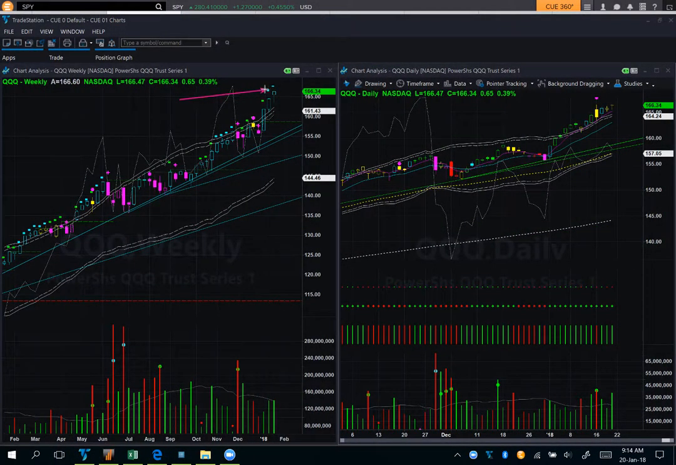QQQ in weekly chart, it went up, made new all-time high, has bullish shape and bullish color candle, overbought. In the daily chart, there was a bearish headwind signal on Tuesday, the first trading day of the week. After that, it recovered and closed very near the week's high.